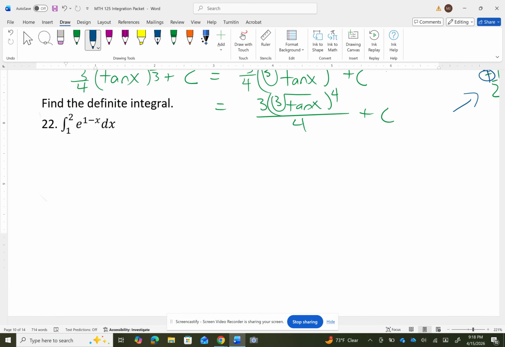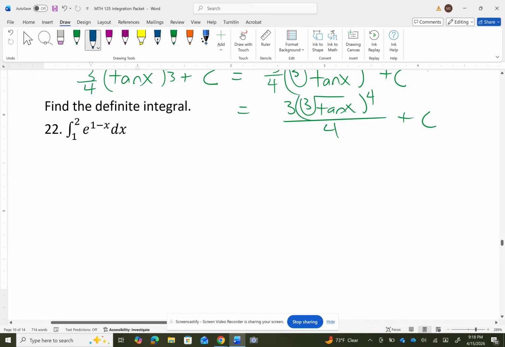Okay. So here, we first are going to integrate, then we'll go ahead and deal with evaluating it and getting that number that represents the net area. All right, so I do have an inside function. I can use u substitution. du would be equal to -1 dx. I'm trying to replace dx.